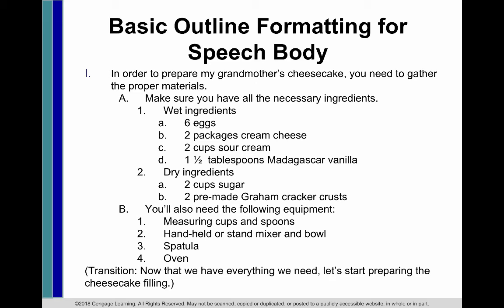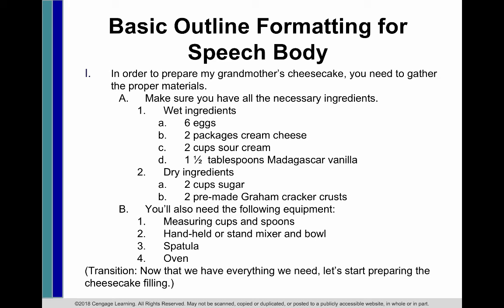In this case, this main point is broken down into 2 subpoints. Subpoint A, which has to do with the ingredients, and subpoint B, which has to do with the equipment. Let's look at subpoint A. Make sure you have all the necessary ingredients. Any ingredient for this recipe will be listed as sub-subpoints, and in this case, sub-sub-subpoints. What I've done here is divided them into wet ingredients, which is sub-subpoint 1, and dry ingredients, which is sub-subpoint 2. Then under wet ingredients, I list them as sub-sub-subpoints A, B, C, and D. And under subpoint 2, the dry ingredients are A and B.